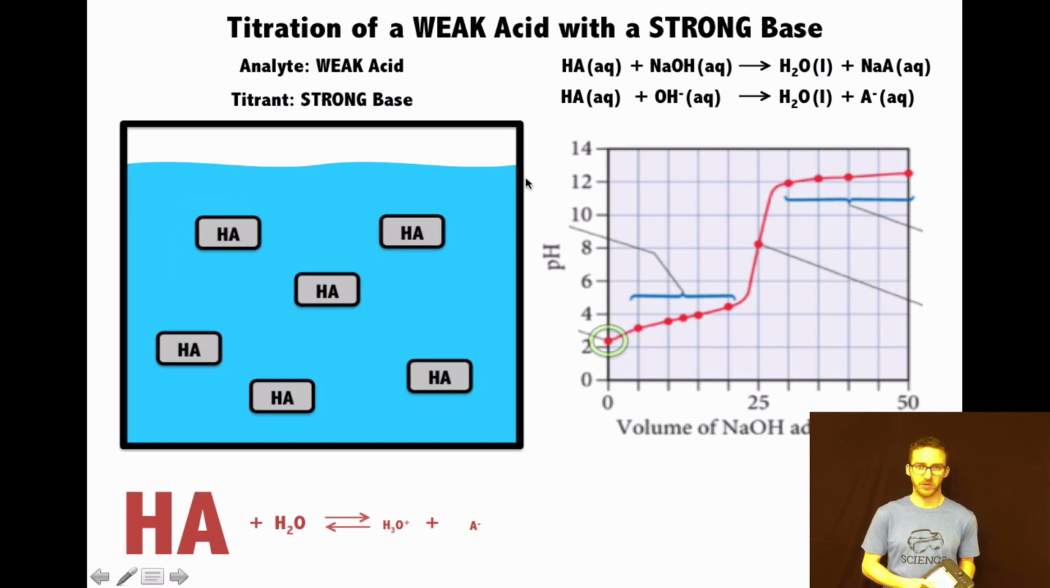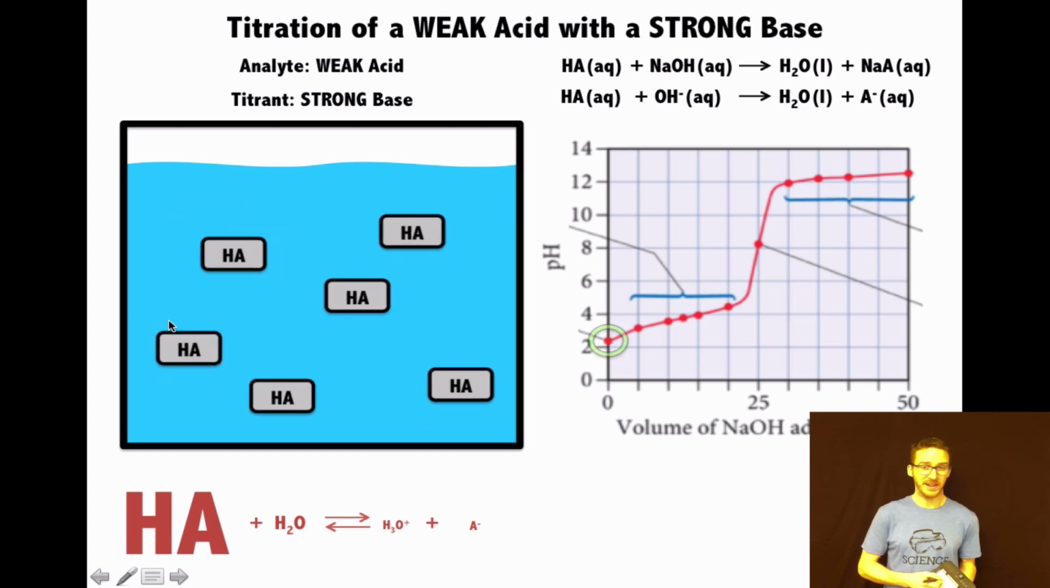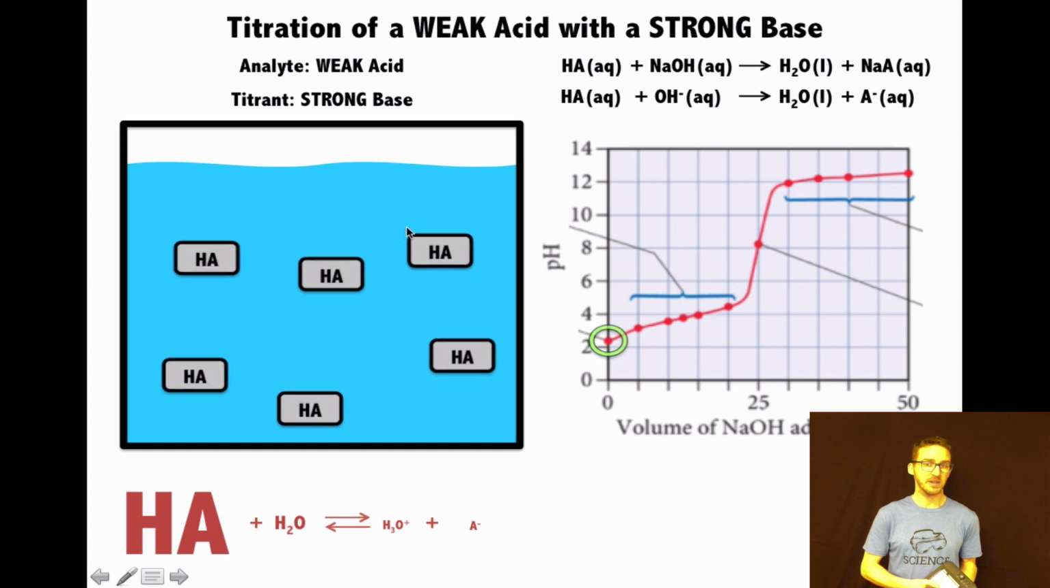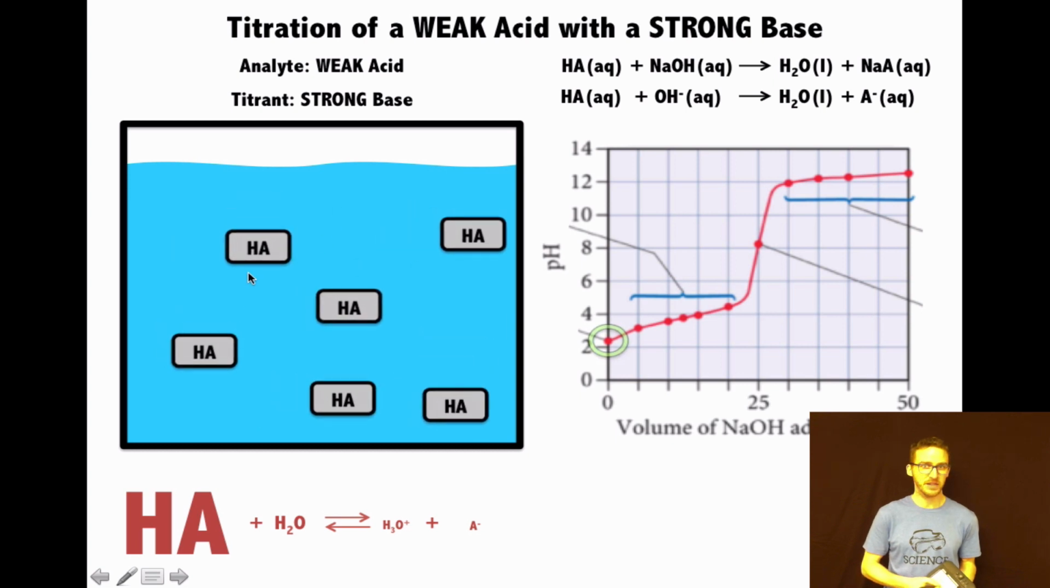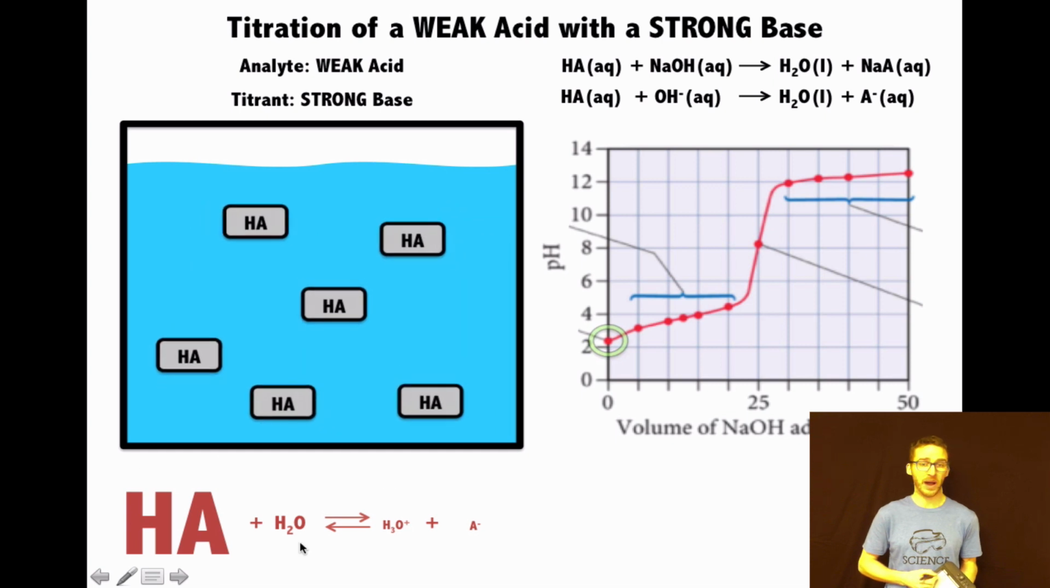Now, in this example, our analyte is a weak acid. That's what I'm starting with in this beaker. And we can recognize this is a weak acid because mostly everything in this beaker is the original weak acid molecules. It hasn't really ionized all that much, and that's described by the equation here.